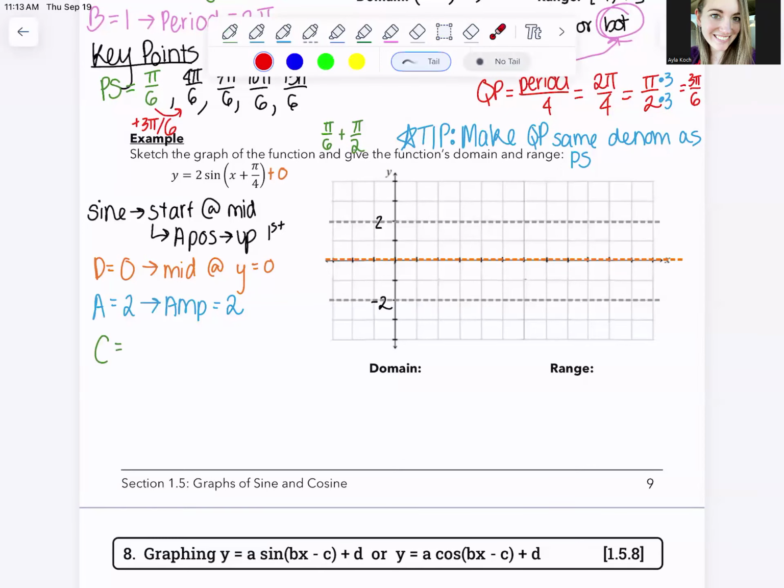C, okay. This is positive, which means C will be negative. C is always the opposite of the sign you see. So C is negative pi over 4. The phase shift is equal to C divided by B, negative pi over 4 divided by B, which is 1. B is 1 right in there. So the phase shift is negative pi over 4, which means it's going to the left pi over 4.